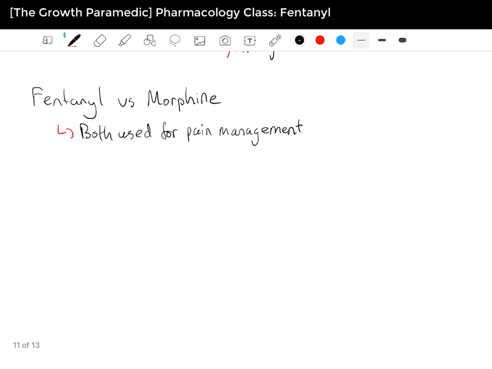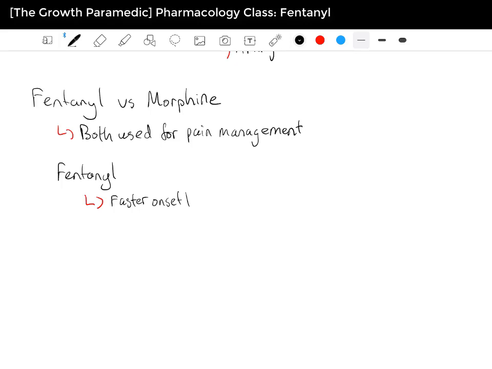So for pain management, fentanyl does have some advantages. When it comes to the pre-hospital analgesic effect, it has a faster onset time. Compared to morphine, it's faster and it's rapid. So faster onset time. It has a shorter duration.